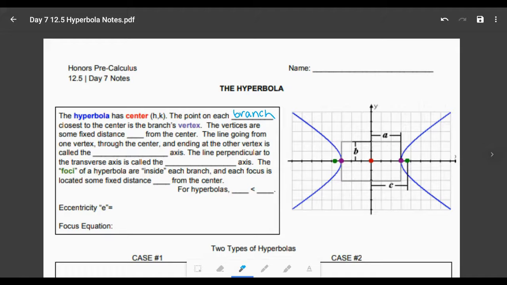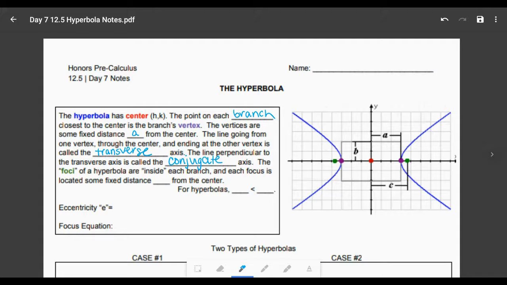The vertices are some fixed distance a from the center, and the line going from one vertex through the center and ending at the other vertex is called the transverse axis. And the line perpendicular to the transverse axis is called the conjugate axis. So if you recall from the ellipse lesson, the axes were called the major and minor axes, and now for hyperbolas, we call it the transverse and conjugate axes.